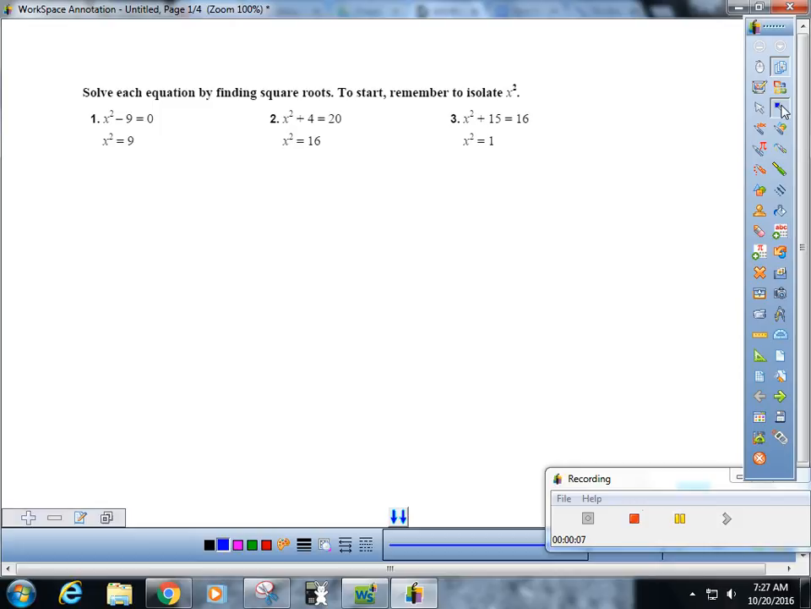All right, the first three are pretty easy. What they've done for you is they're doing the math for you, but they haven't answered the question. The question says to solve each equation, okay? So it says x squared equals 9 or x squared minus 9 equals 0. What's the opposite of squaring a number? Square root, okay? So if you take the square root of both sides, you get x equals what? You get x equals 3.